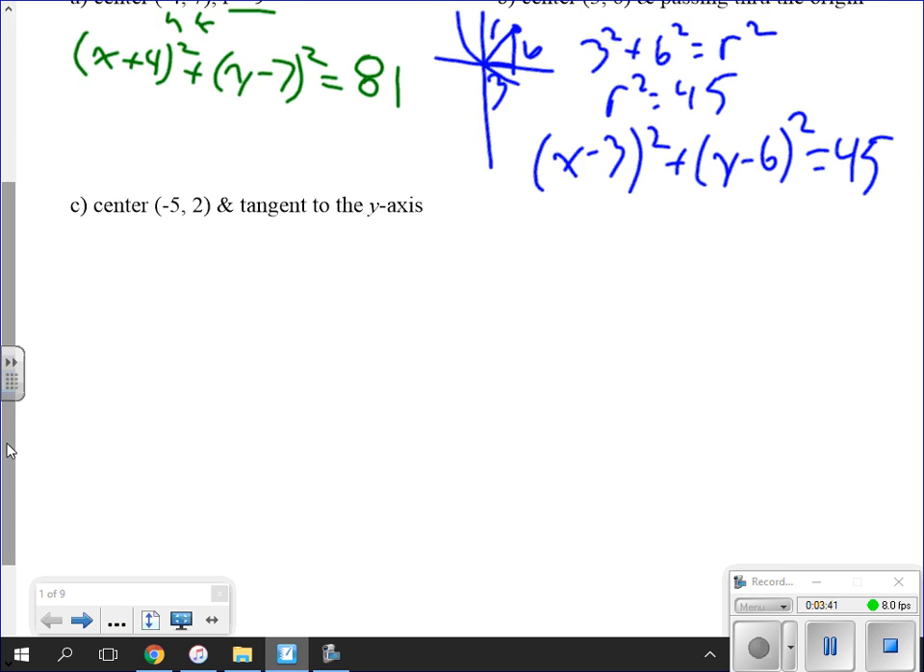A little bit more difficult on this one. So you do have to remember what it means to be tangent. It means it touches in one and only one place. Right? A circle is tangent to a line. The tangent touches the circle in one and only one place. It just touches it, and it's 90 degrees to the radius.